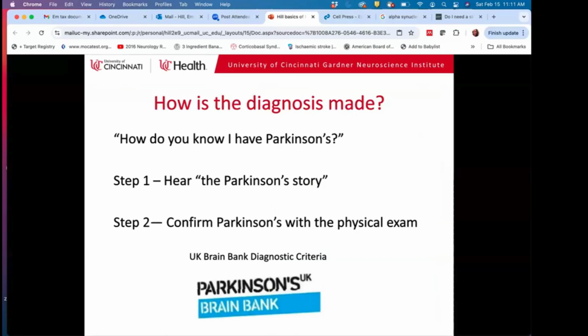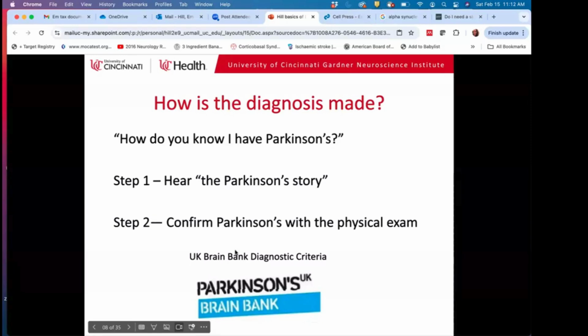Okay, next I go into how the diagnosis is made. People ask me, how do you know I have Parkinson's disease? Step one is I hear the Parkinson's story, I call it. There is a list of symptoms that are very common for people with Parkinson's, including those that show up long before any movement disorder. When I hear the story and the symptoms, I'm thinking, okay, this is probably Parkinson's disease. Then I confirm that with the physical exam. The physical exam is how we meet criteria for Parkinson's disease.